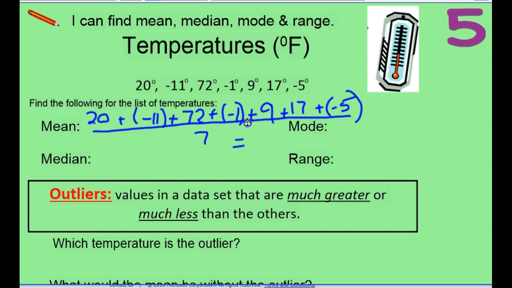If we do that math, hold on, let me put this into my calculator. 20 plus negative 11 plus 72 plus negative 1 plus 9 plus 17 plus negative 5 divided by 7. And our mean, or our average, comes out to be about 14.43. So our mean is our average.